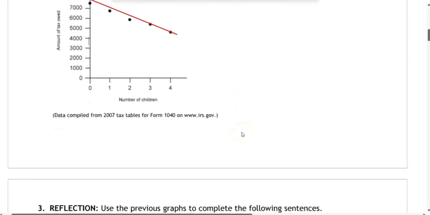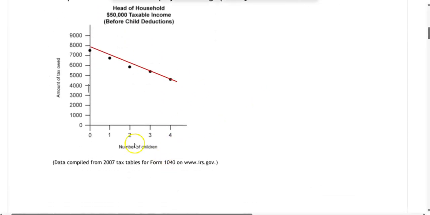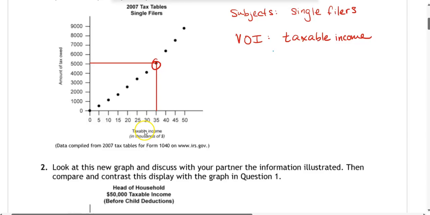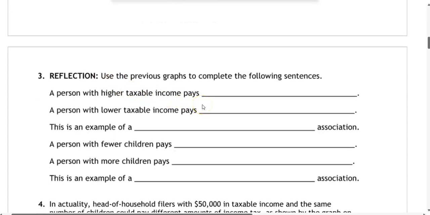All right, so let's consider that. Now right here with reflections: use the previous graphs to complete the following sentences. A person with higher taxable income pays, well, let's go up here and look at that, because this other graph is just talking about the number of kids. The higher the taxable income is, the more they're paying in taxes. So a person with higher taxable income pays more in taxes.